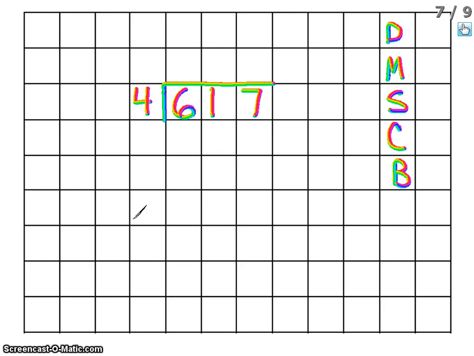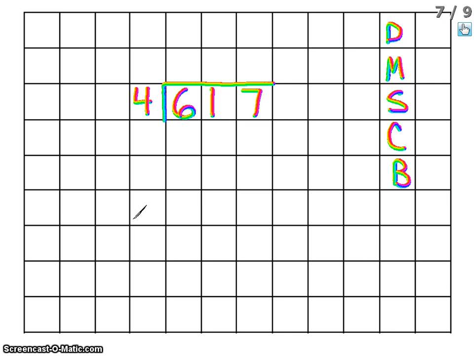So now we're going to look at a division problem, 617 divided by 4. My 617 is my dividend and my 4 is my divisor. Now we need to find the answer, which will be the quotient. On the right hand side of the screen I have DMSCB, which means divide, multiply, subtract, check, bring down, or the phrase, does McDonald's sell cheeseburgers, to help us remember these steps.